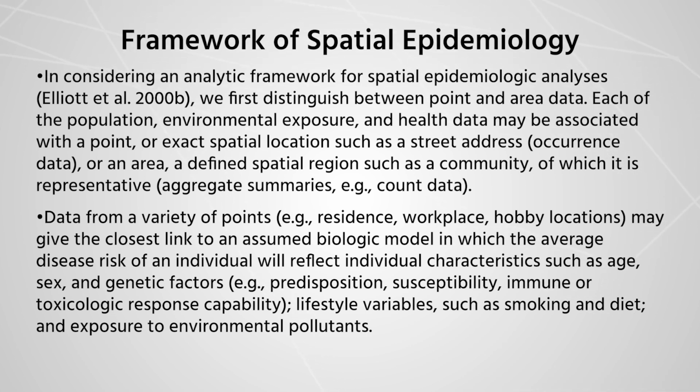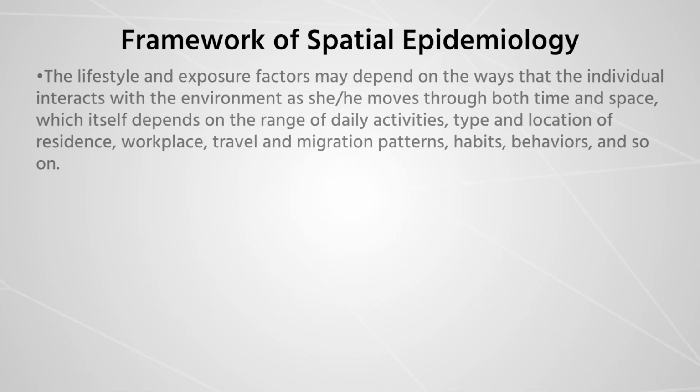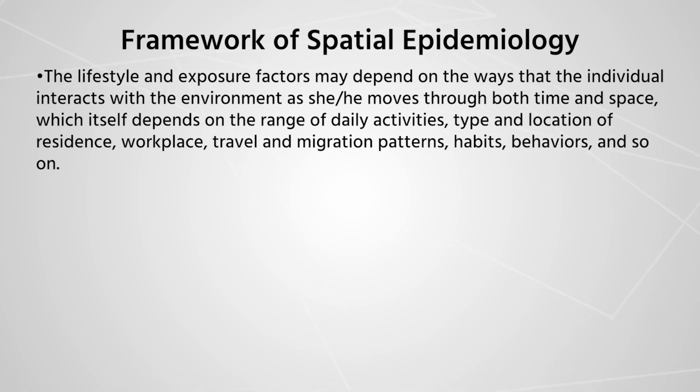Data from a variety of points, for example residence, workplace and hobby locations, may give the closest link to an assumed biologic model in which the average disease risk of an individual will reflect individual characteristics such as age, sex and genetic factors, lifestyle variables such as smoking and diet, and exposure to environmental pollutants. The lifestyle and exposure factors may depend on the ways that an individual interacts with the environment as he or she moves through both time and space, which itself depends on the range of daily activities, types and location of residence, workplace, travel and migration patterns, habits, behaviors, and so on.